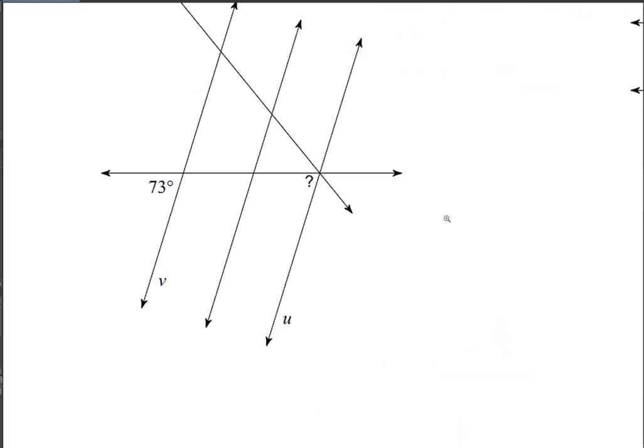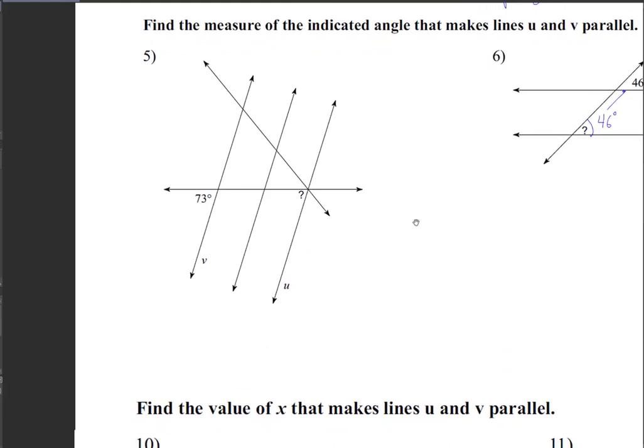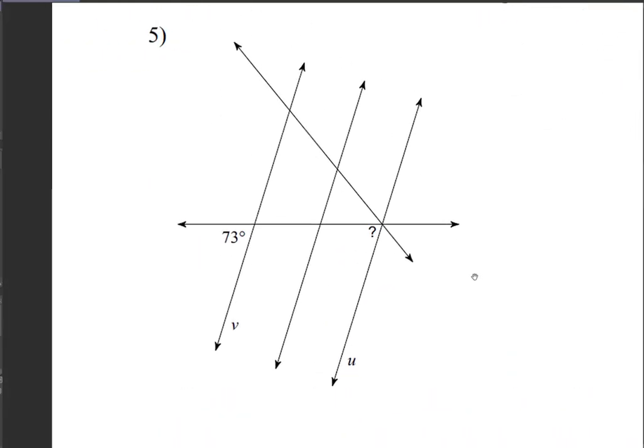Let's do this one here. Find the measure of the indicated angle that makes this one parallel, U and V. So here's line U, here's line V. Once again, this would be another example of corresponding angles, right? Ignore this other transversal here. It's not important for us in this case. I don't need to pay any attention to that.